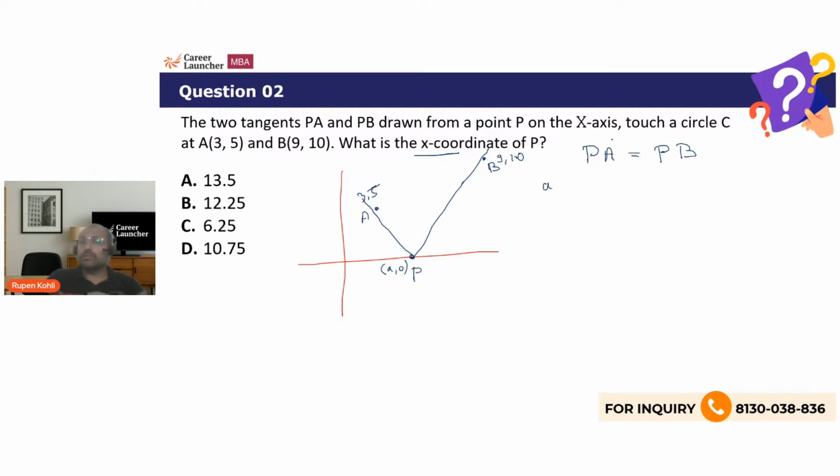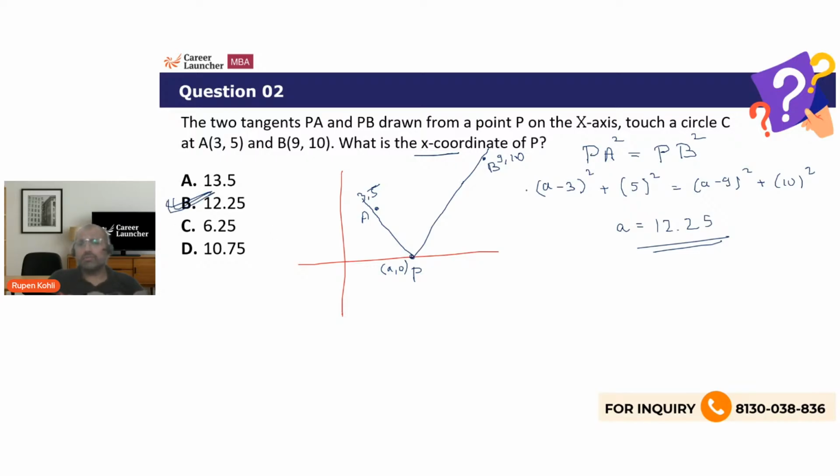Distance we know is the square root of (x2 minus x1) whole square plus (y2 minus y1) whole square. So I'm just writing PA square equal to PB square, removing the square root. (a minus 3) whole square plus (0 minus 5), or simply 5 square, is (a minus 9) whole square plus again (10 minus 0), or simply 10 whole square. So this is a simple quadratic which you can easily solve. Go through the process of expanding and solving. You eventually get the value of a as 12.25.